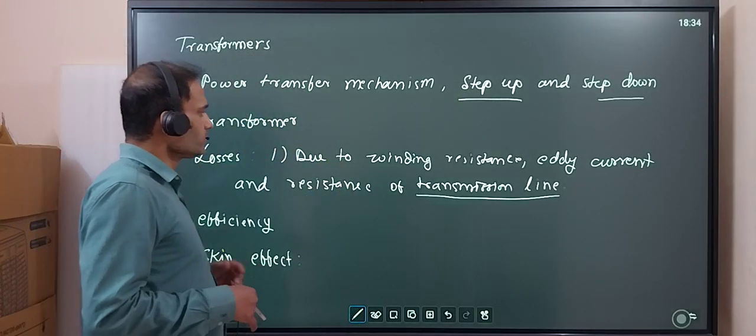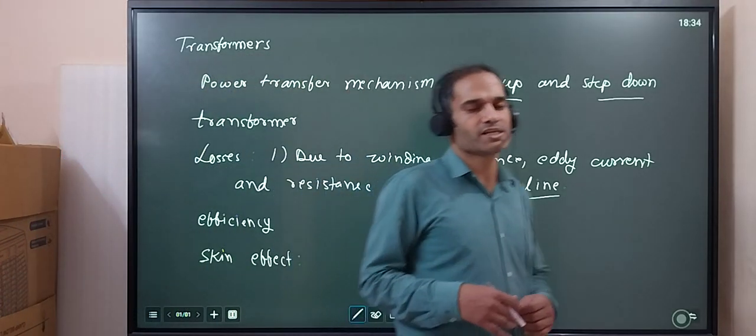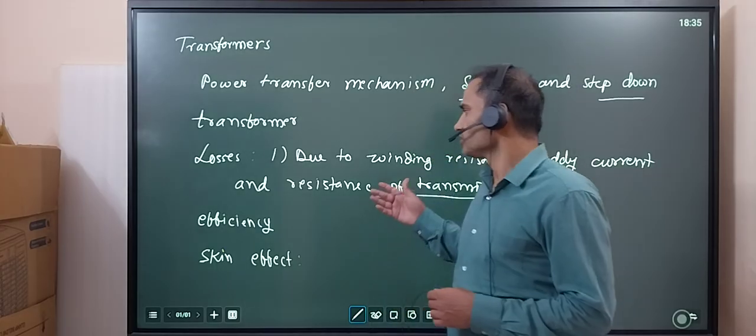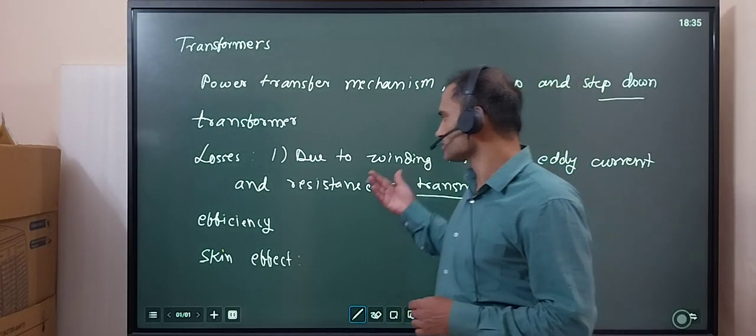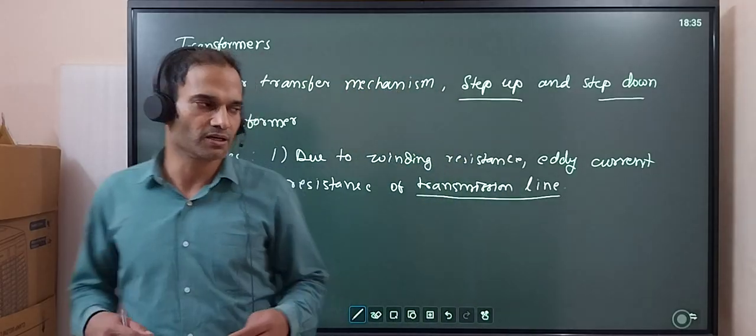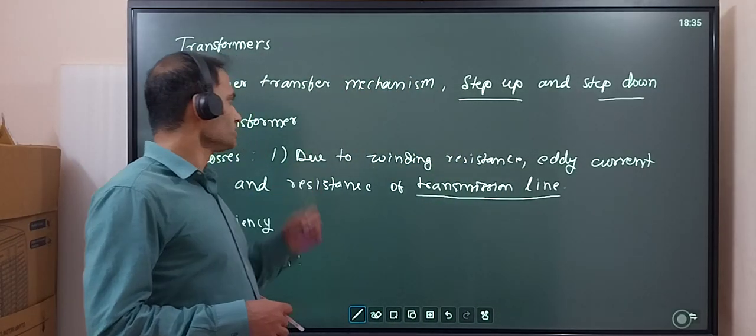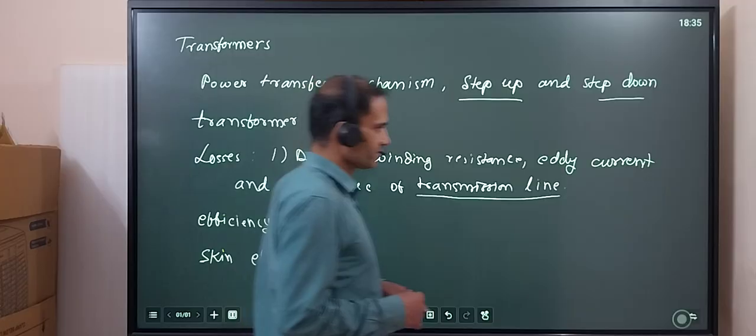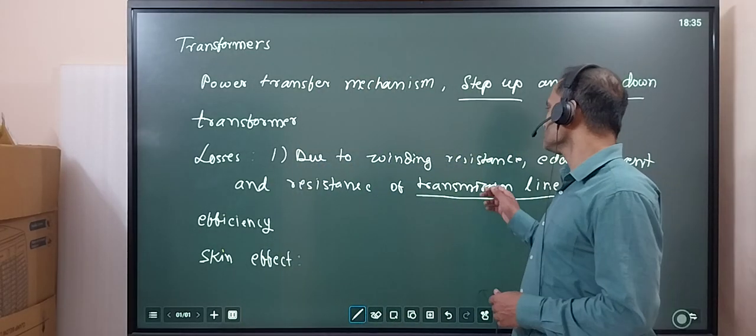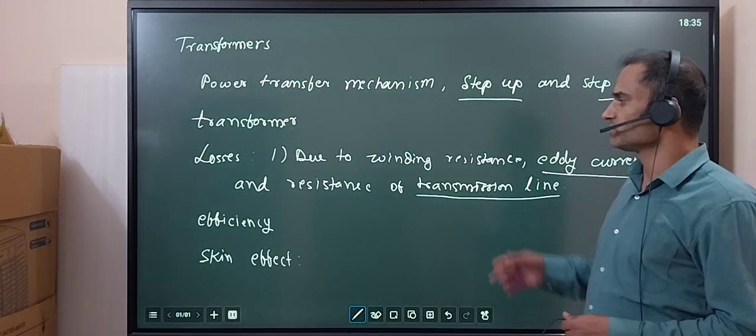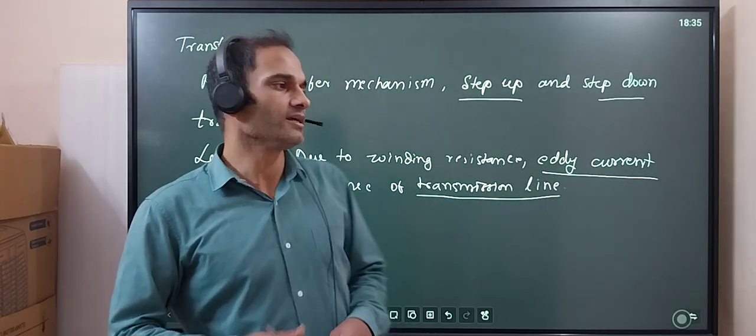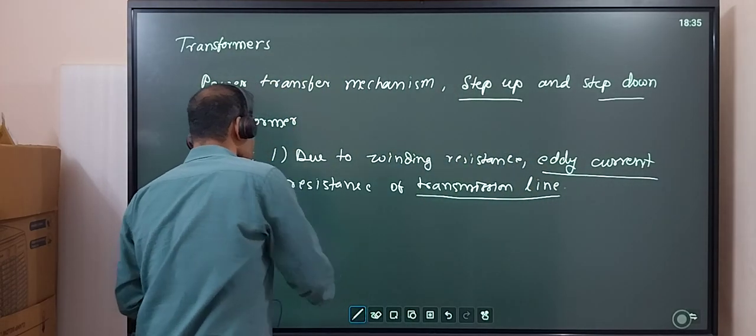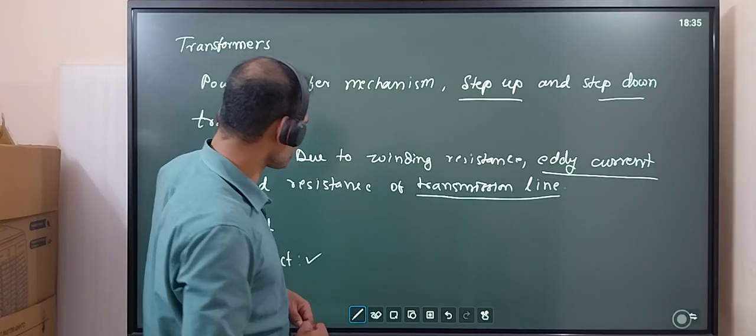And then we are going to see the efficiency of a transformer. What are the problems? One of the big problems will occur due to eddy current, and we will see how we can reduce the eddy current. And at the end we are going to study about skin effect.